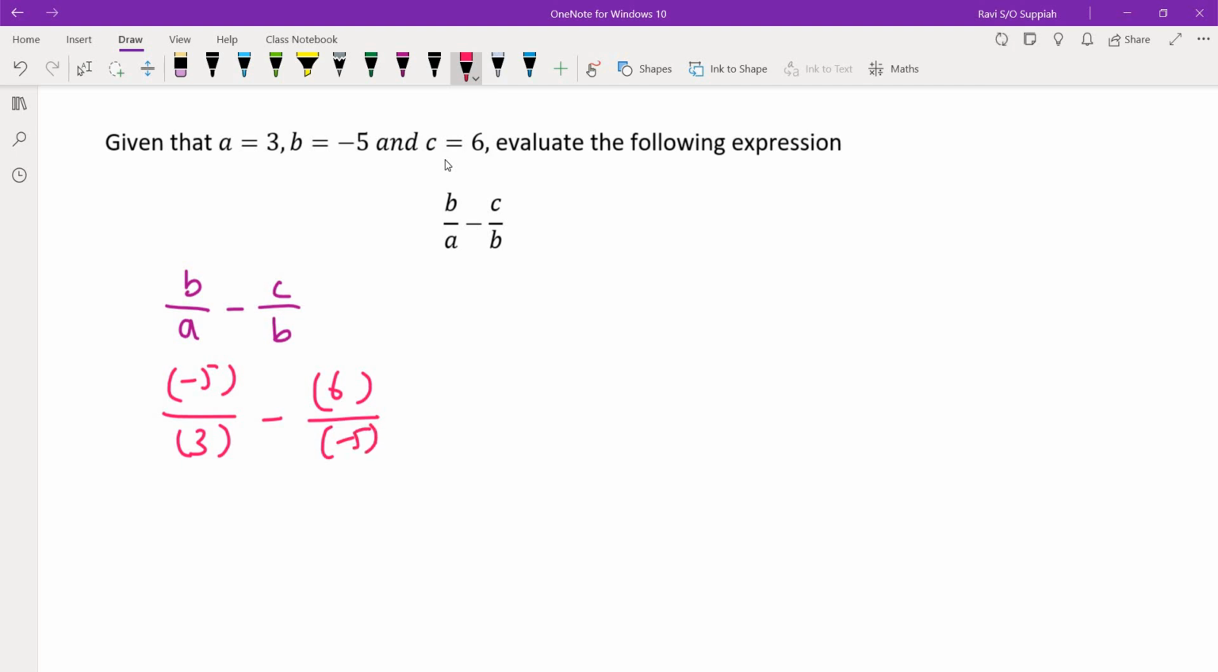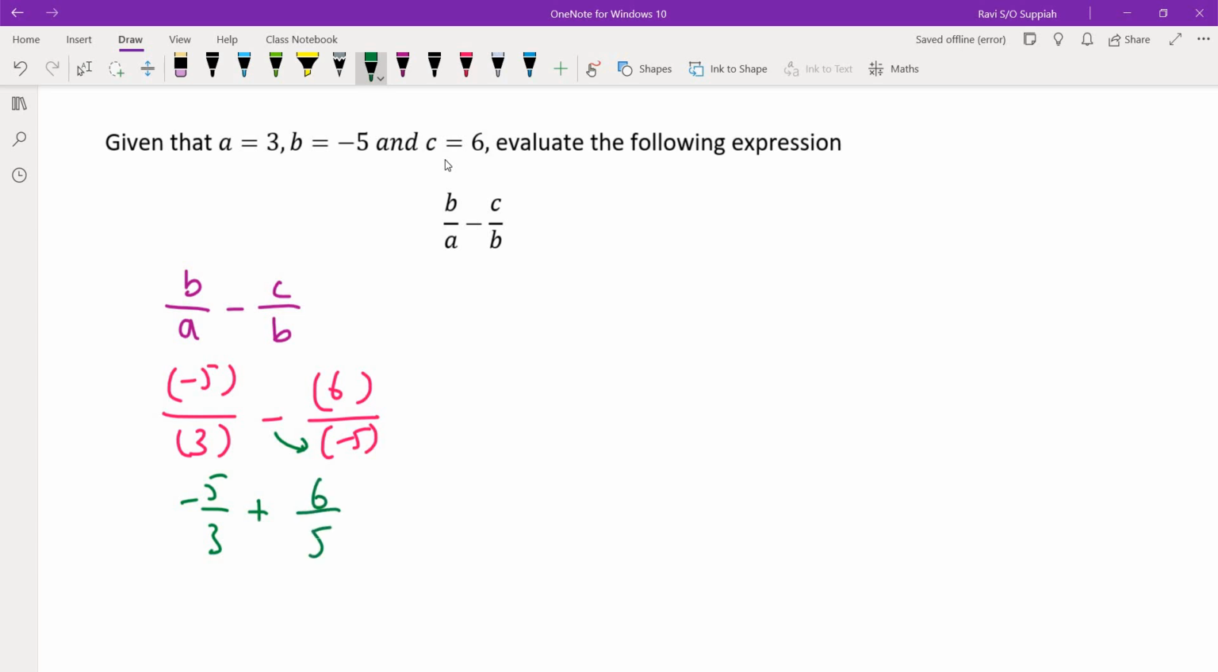All right, so let's go ahead and remove the brackets. So for the first expression here, -5 over 3, we can write it as it is, -5 over 3. Now for the second expression, we have 6 over -5, and we also have a minus in front of this whole fraction. So minus into minus will give me a plus. So I will replace the minus with a plus, so it becomes 6 over 5.